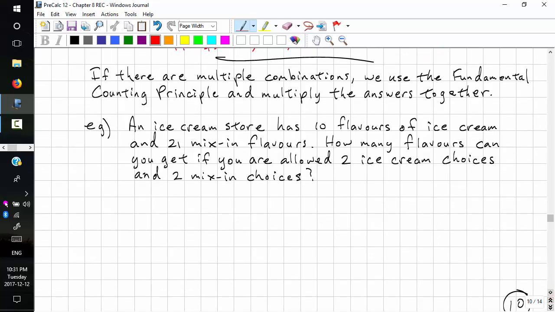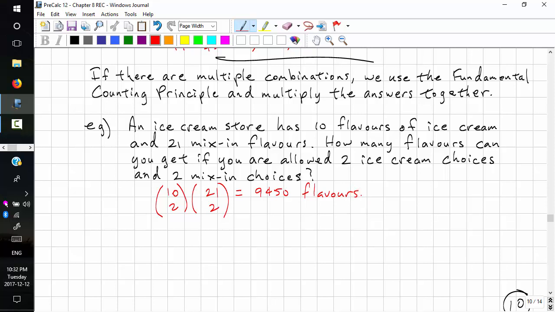An ice cream store has 10 flavors of ice cream and 21 mix-in flavors. How many flavors can you get if you're allowed 2 ice cream choices and 2 mix-in choices? 10 choose 2 times 21 choose 2. That gives us 9450 unique flavors.